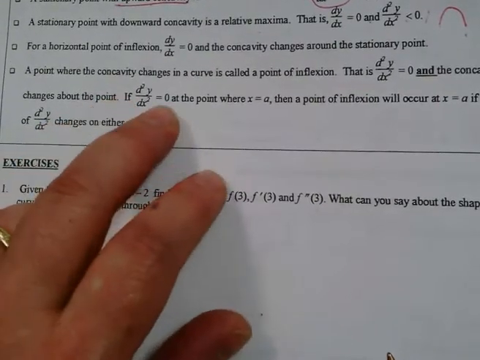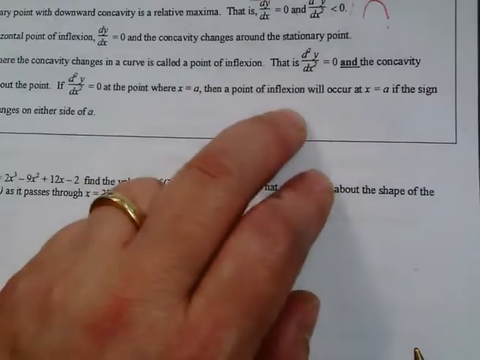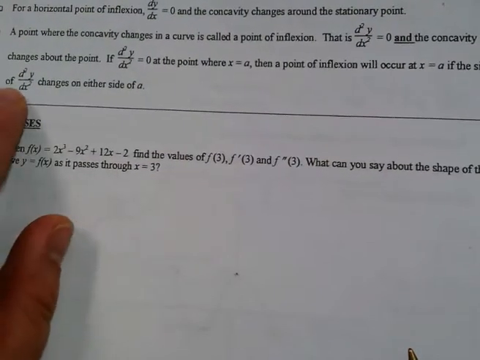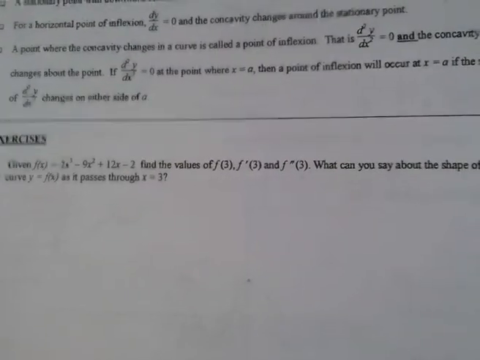So if the second derivative is 0 at the point where x is a, then a point of inflection will occur at x is a if the sign of the second derivative changes on either side. Remember, it's got to go from concave up to down or down to up. Otherwise, it's not an inflection.